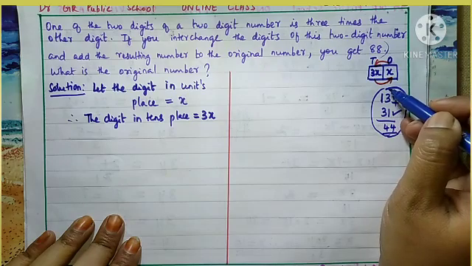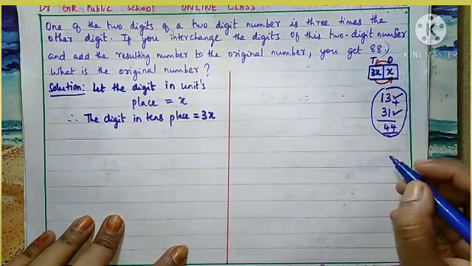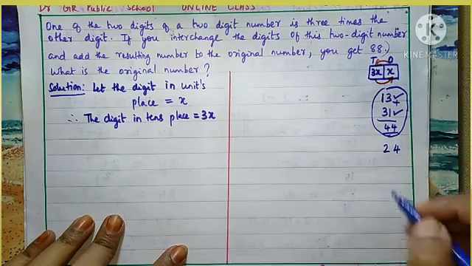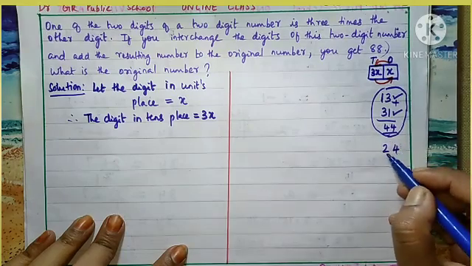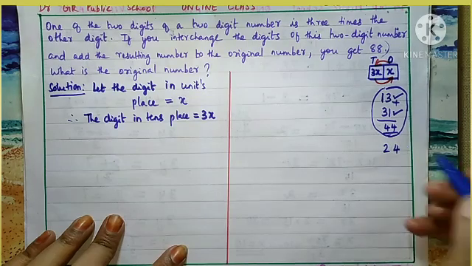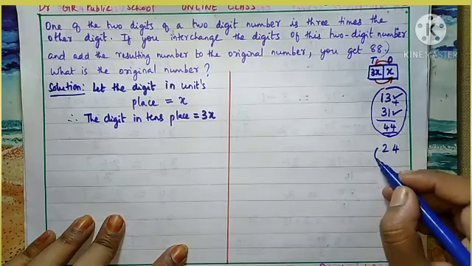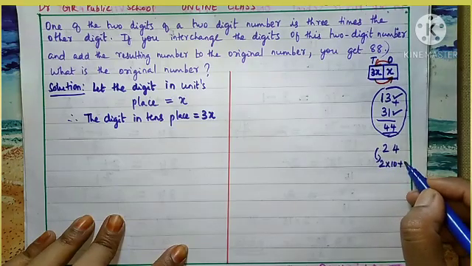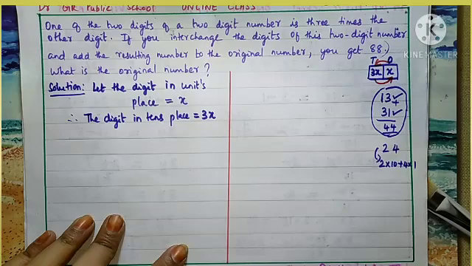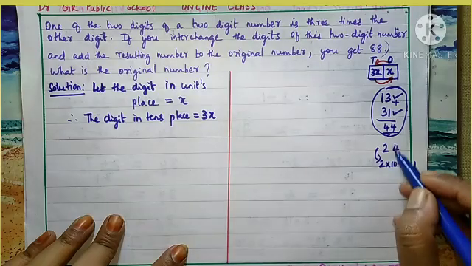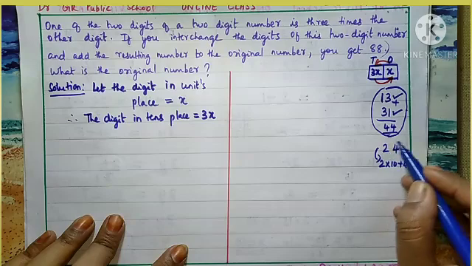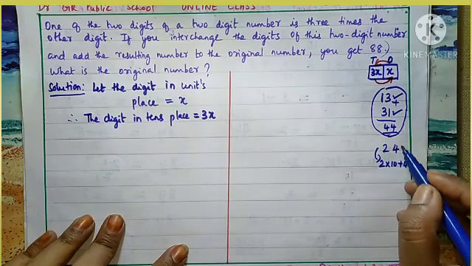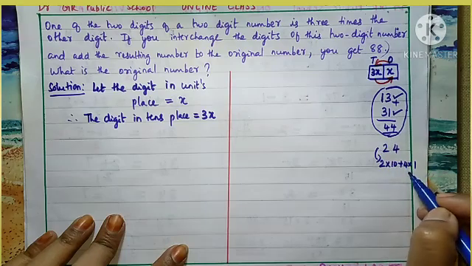How can we tell the value of a number like 24? 2 is in the tens place and 4 is in the ones place. So when we expand this number, we can write 2 into 10 plus 4 into 1. Correct? This is the expansion of 24. This way we find the value of a given 2-digit number, by expanding.